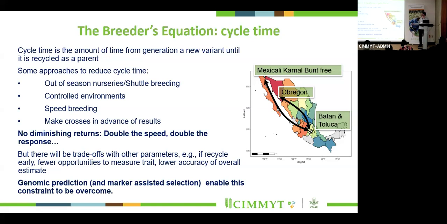The main trade-off: you have fewer opportunities to measure the trait, so you've got lower accuracy. And this is the main way in which genomic prediction can help your breeding program, by overcoming this constraint of low accuracy of estimates at an early stage of the program. So genomic prediction comes in potentially at many stages, but this is the key. If you're looking at the bigger overall picture, this is the stage where genomic prediction helps you. It overcomes the lack of early, good quality data, and therefore it can enable you to go faster.